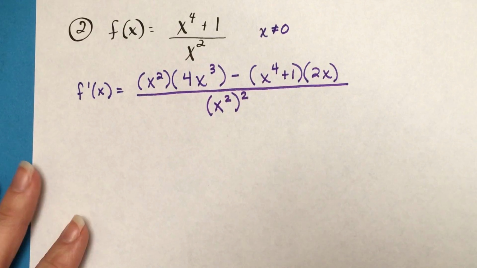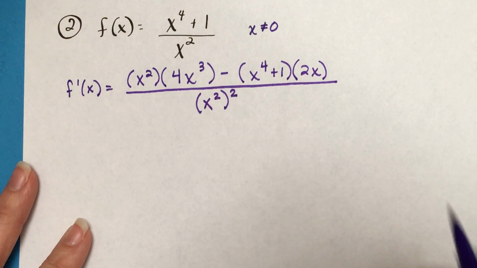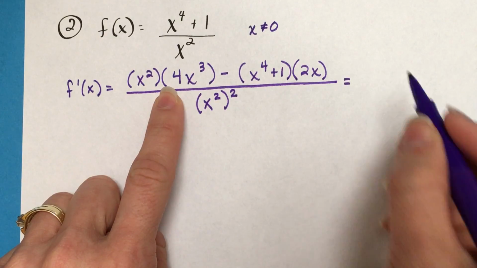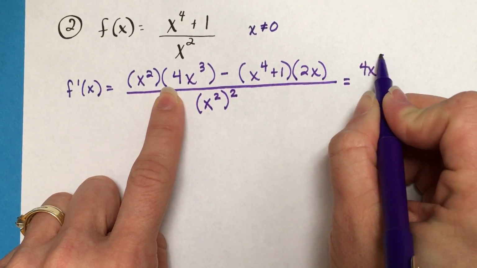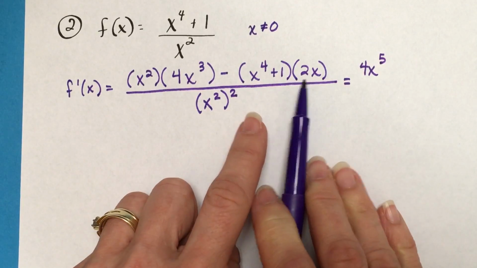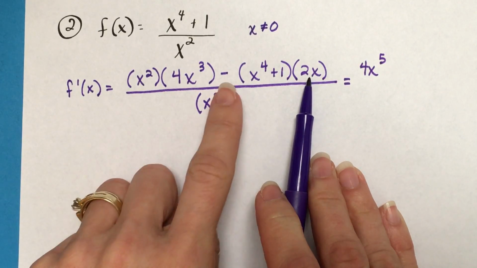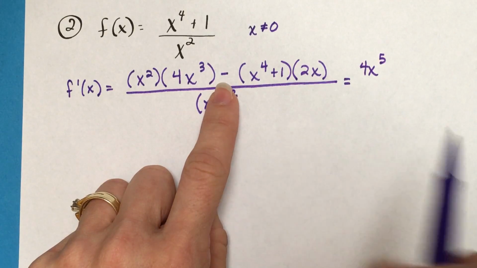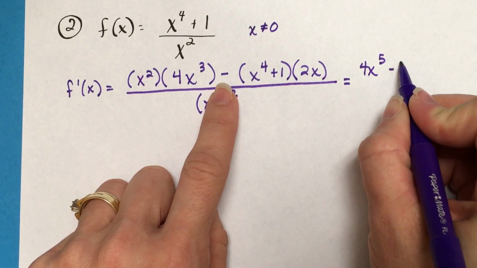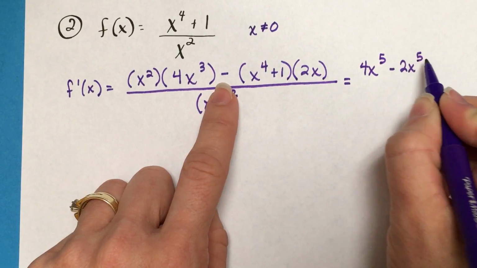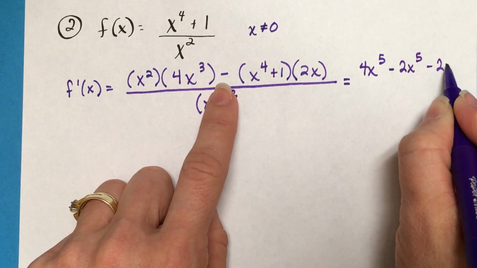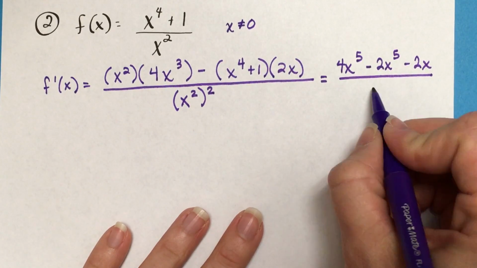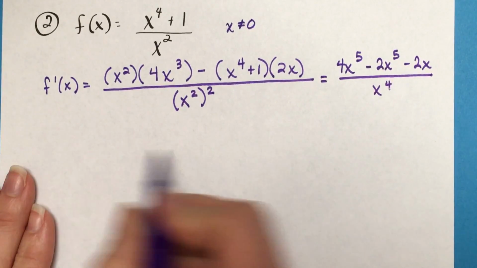Okay, now taking this and simplifying. Of course, this would give you 4x to the 5th. Now you need to distribute the 2x, but you also have the minus that you need to distribute. So just treat this as a negative 2x. So therefore you'd have a negative 2x to the 5th minus 2x. And that would be over x to the 4th.